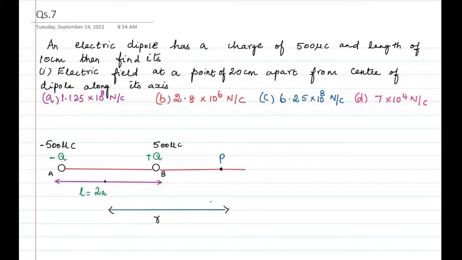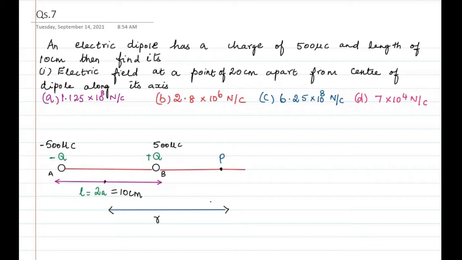Then it is separated by a distance of 10 centimeter. Then you have to find the electric field at a point of 20 centimeter apart from center of the dipole. So from the center of the dipole, this is the axis of the electric dipole. The line joining minus Q and plus Q, you call it as axis of the dipole.